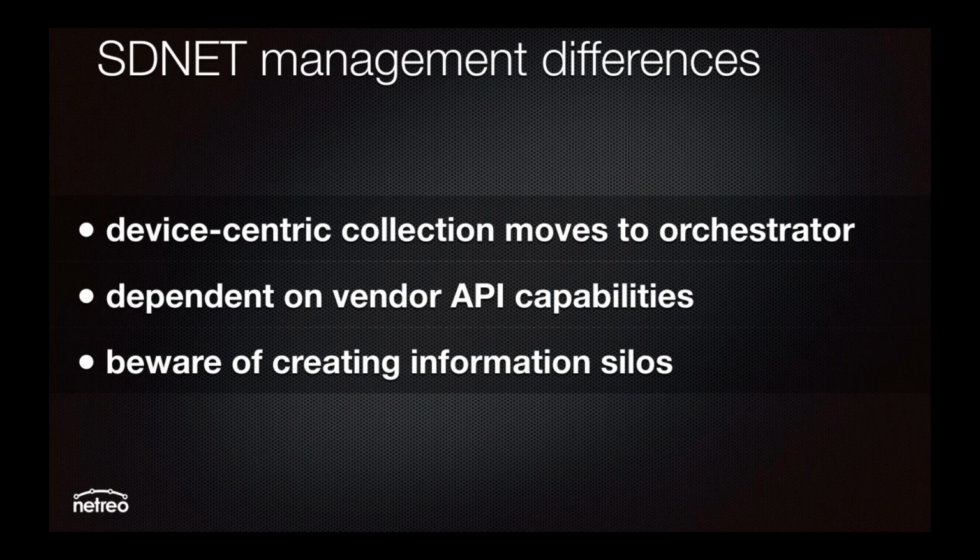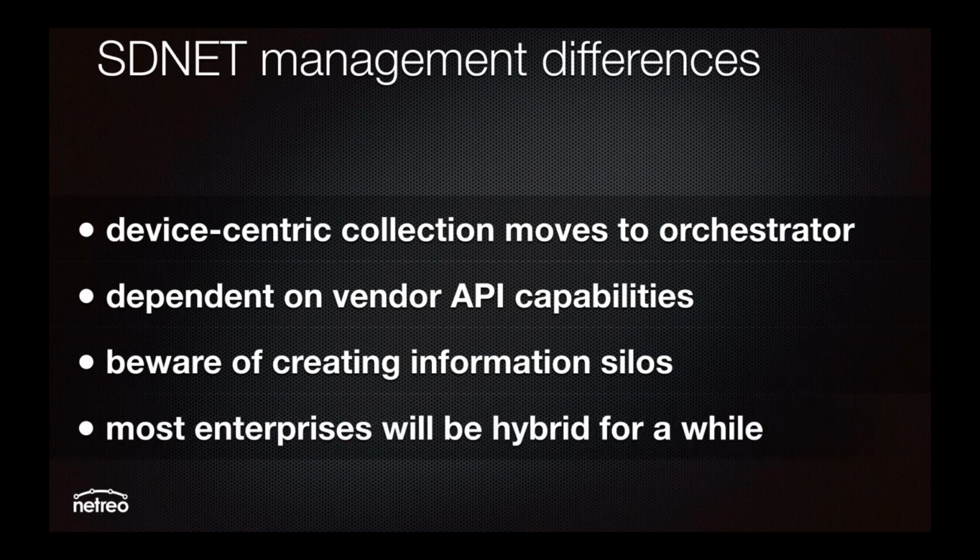Because of the really slow adoption rate we're seeing with SD-LAN, though, we expect most enterprises are going to remain a hybrid of hardware-based LAN networks and software-defined WAN networks for several more years at least. So it's important to adopt a management strategy that's going to allow you to embrace these changes as they happen while still supporting legacy infrastructure.